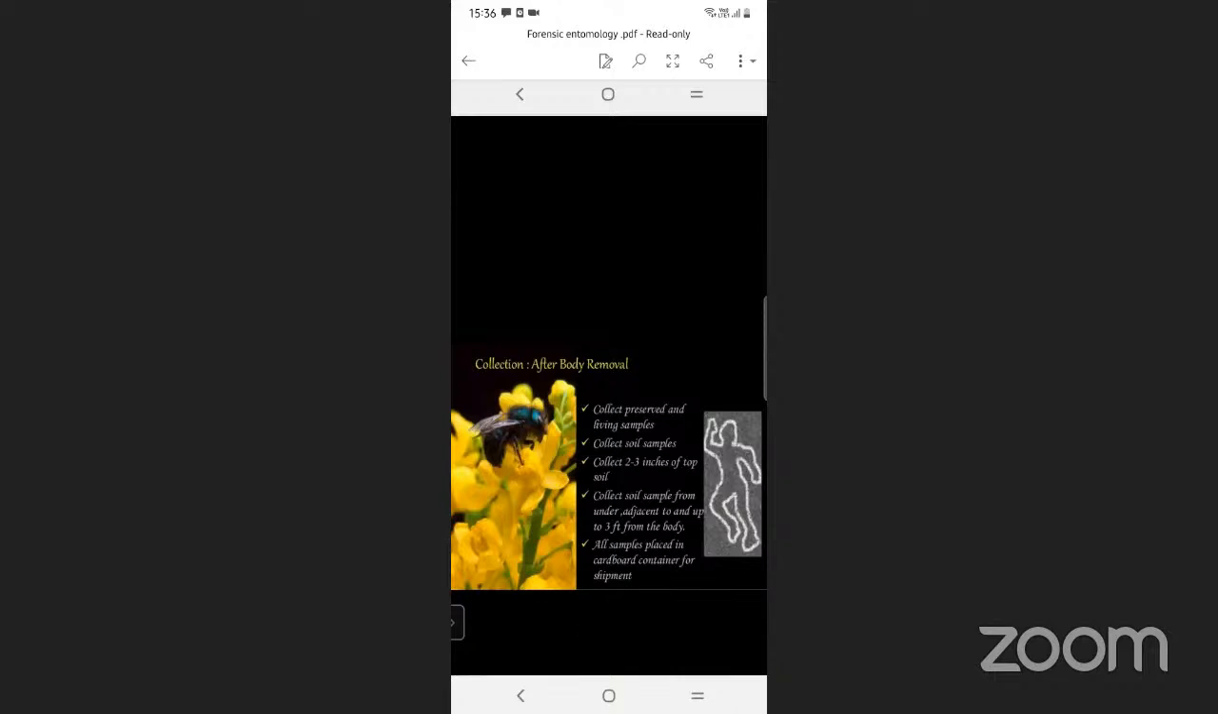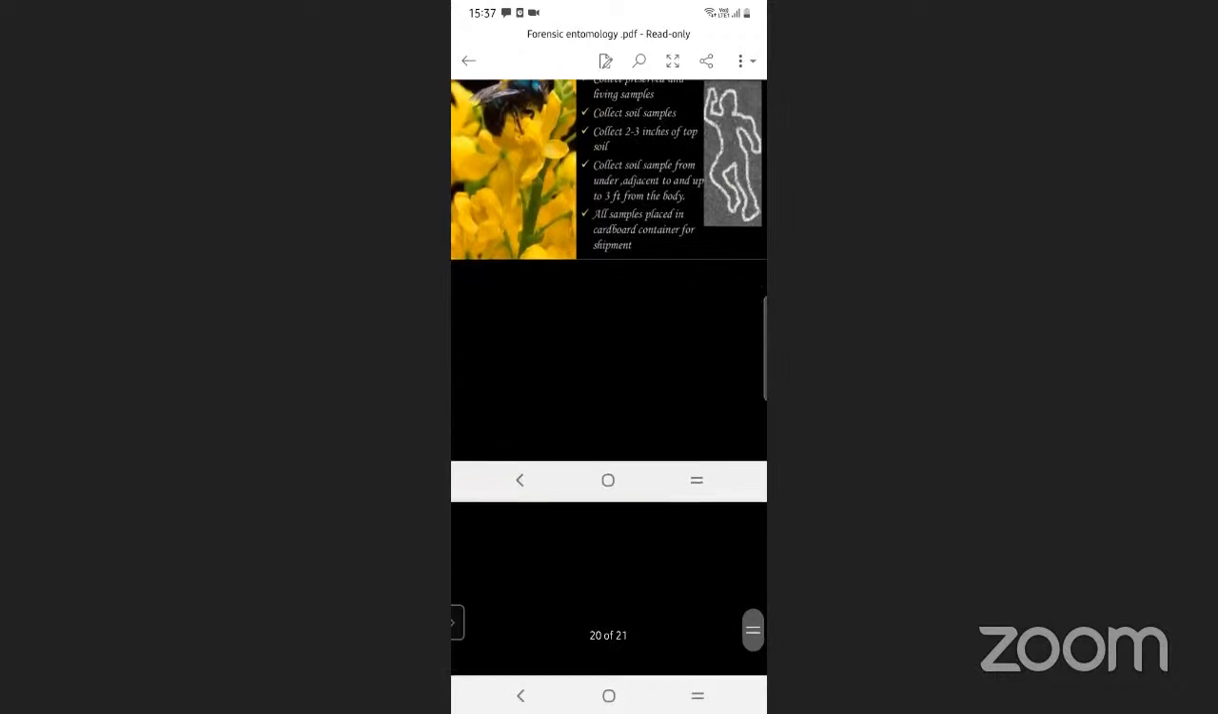They even collect samples after removal of the body, also from underneath the body. So collect preserved and living samples, collect the soil samples, collect 2 to 3 inches of topsoil, collect soil samples from underneath, adjacent to, and up to 3 feet from the body. All samples are placed in a cardboard container for shipment.